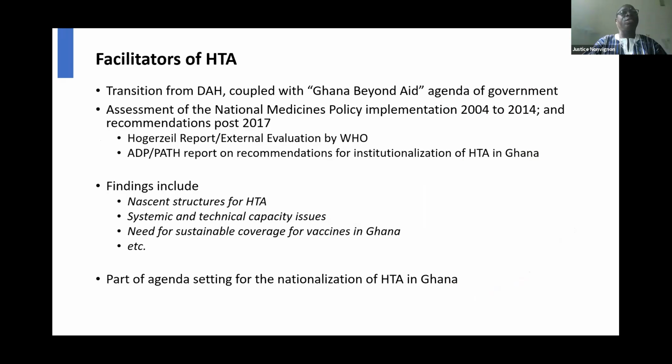So as I mentioned, the transition from development assistance for health is one of the key things. Then also we know that the current government, when they came into office in 2017, declared a Ghana Beyond Aid agenda, which essentially is that let's look for other ways of sustaining ourselves rather than depending on development partners all the time.